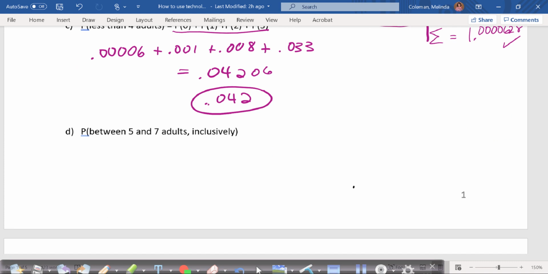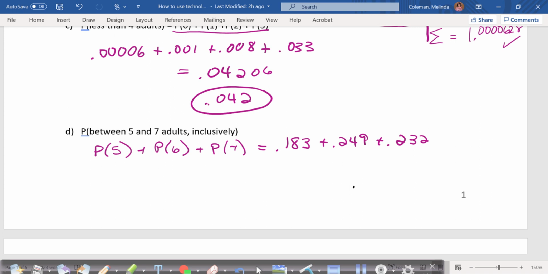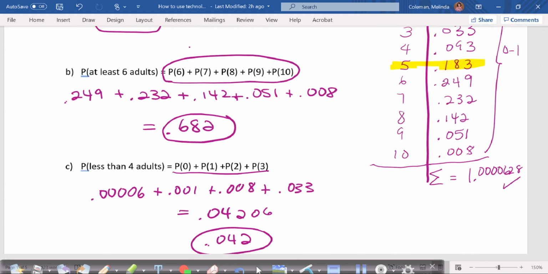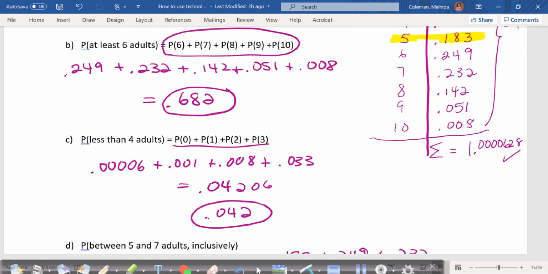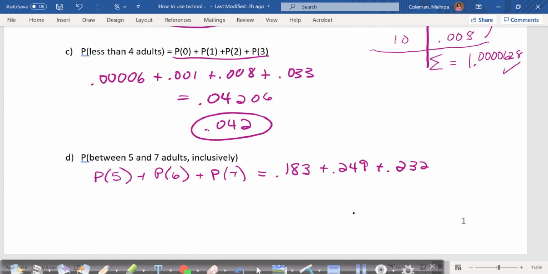Probability between 5 and 7 inclusively would be the probability of 5 people plus the probability of 6 plus the probability of 7. So in this case, we would have 0.183 plus 0.249 plus 0.232, all coming from my chart. So this time it would be 5, 6, and 7 added together from the chart. Add them up, and I indeed get 0.664.